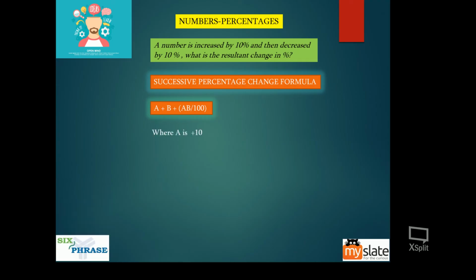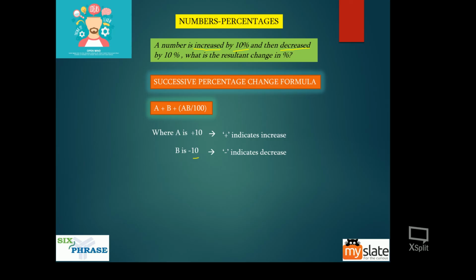Now what is a? A is plus 10, where plus indicates increase. The number is increased by 10, right? So here you are increasing by 10, so plus 10. What is b? B is minus 10, because minus indicates decrease. So decrease by 10, so minus 10. Let us suppose we decrease it by 30. This value will become minus 30 if you're decreasing it by 30. Whenever you're decreasing, you will use minus. Whenever you're increasing, you will use plus.